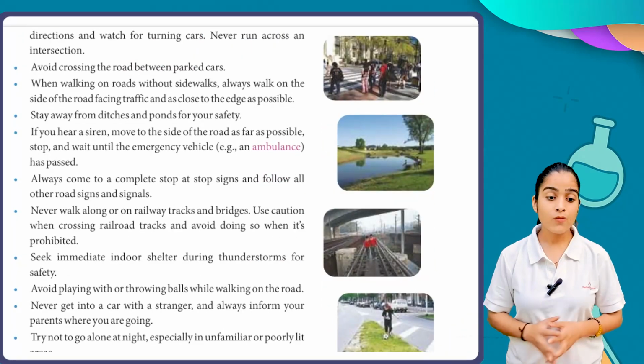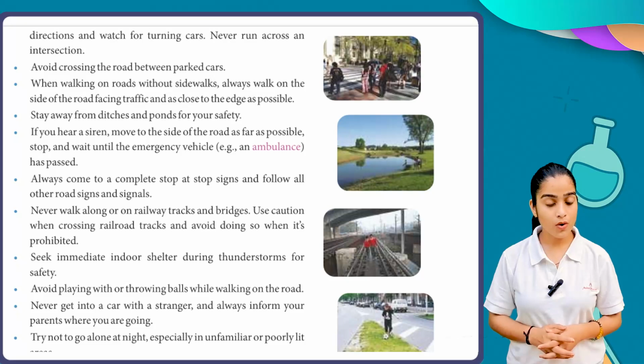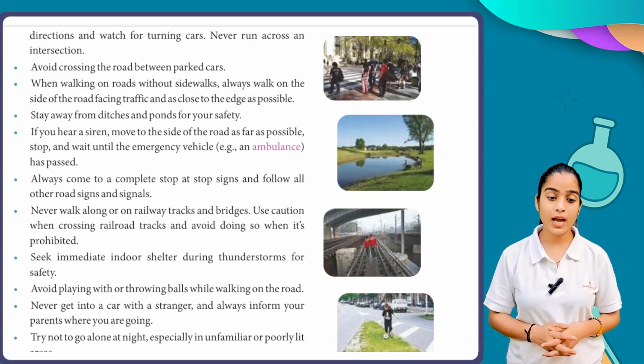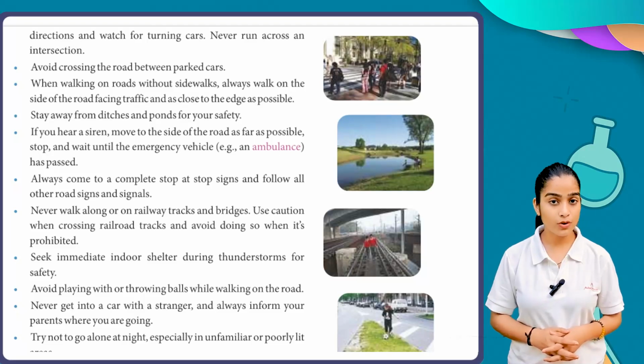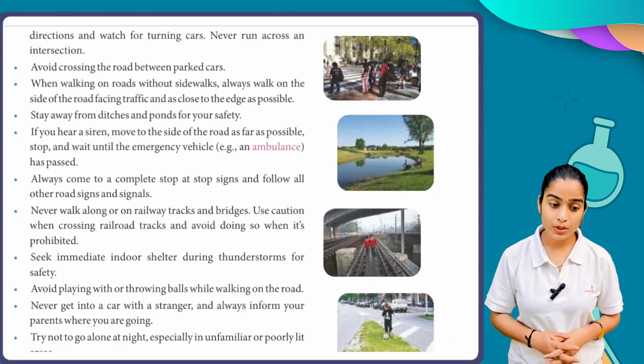When walking on roads without sidewalks, always walk on the side of the road facing traffic, as close to the edge as possible. Stay away from ditches and ponds for your safety. If you hear a siren, move to the side of the road as far as possible. Stop and wait until the emergency vehicle, for example an ambulance, has passed.